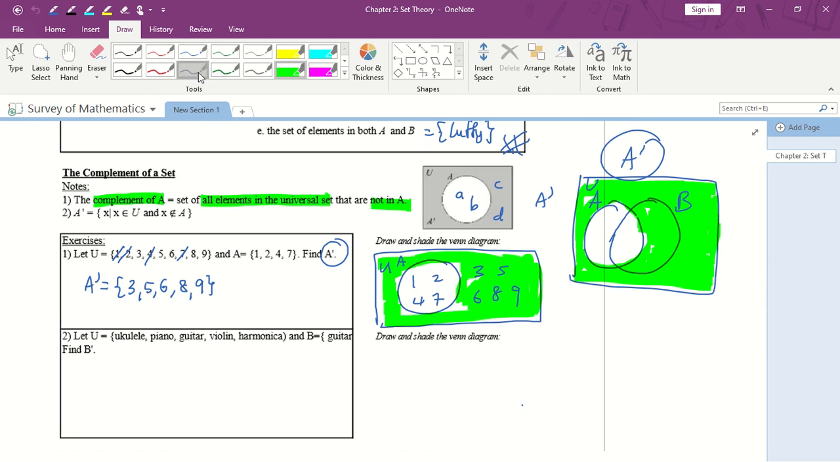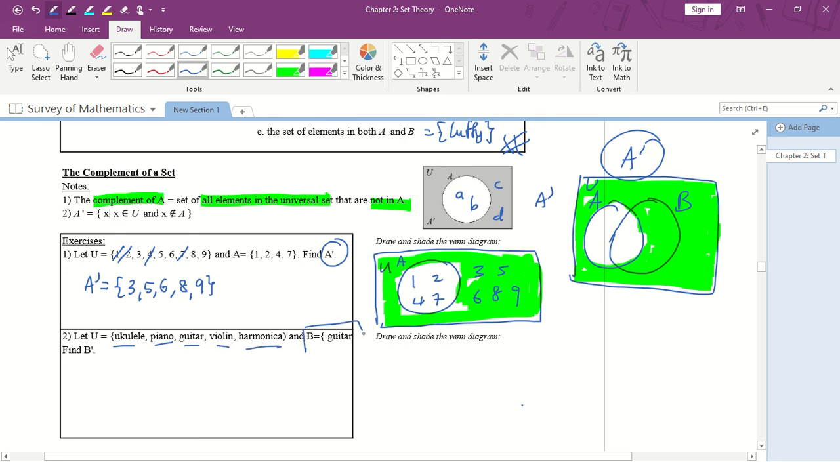So let's look at the second question. You have ukulele, piano, guitar, violin, and harmonica, and B has guitar. Now the question asks you to find B prime. B prime is the things inside the universal set that are not part of B. So we can remove guitar from here, and B prime is equal to ukulele, piano, violin, and harmonica.